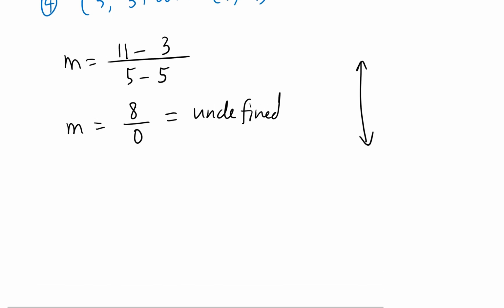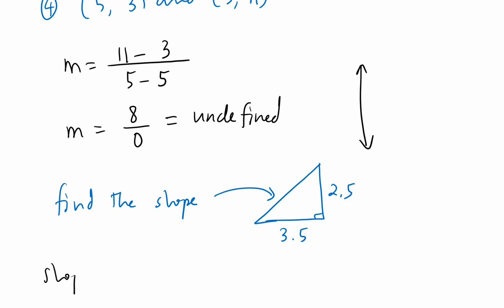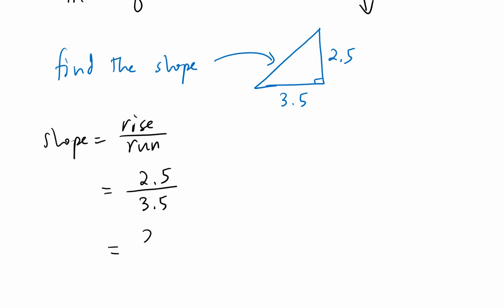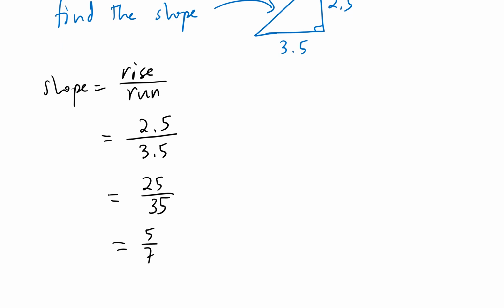Now, sometimes they can give you a diagram, a figure like this, and they say 2.5, 3.5, and they ask you to find the slope for this line. Well, remember, the slope is defined as rise over run. What's the rise? 2.5, run 3.5. So what you can do here is multiply top and bottom by 10 to clean up the decimal points. If you divide by 5, both top and bottom are divisible by 5, you get 5/7. That's bigger than 0, so it's a positive slope, as you can see.